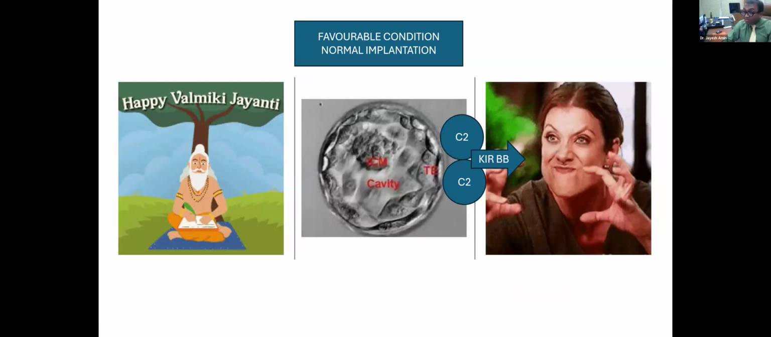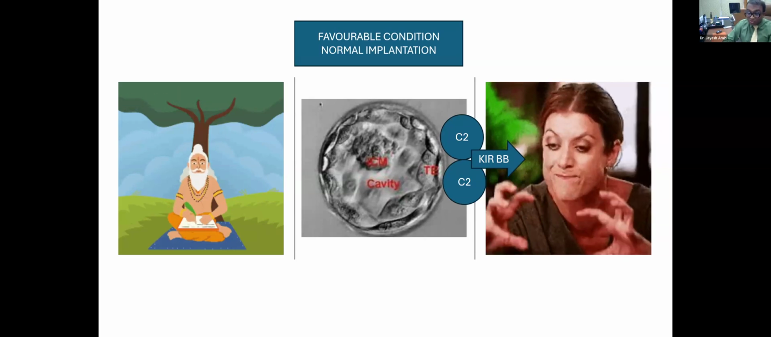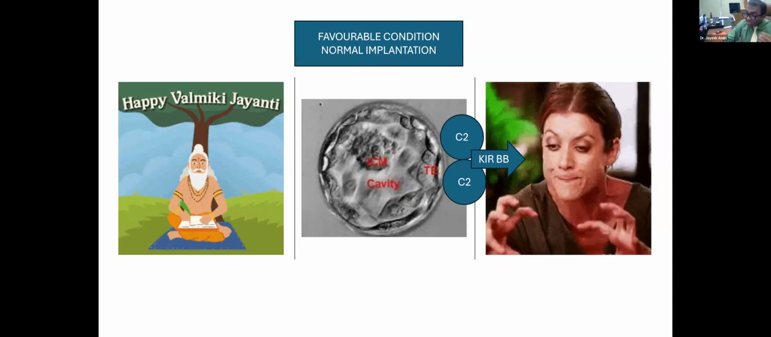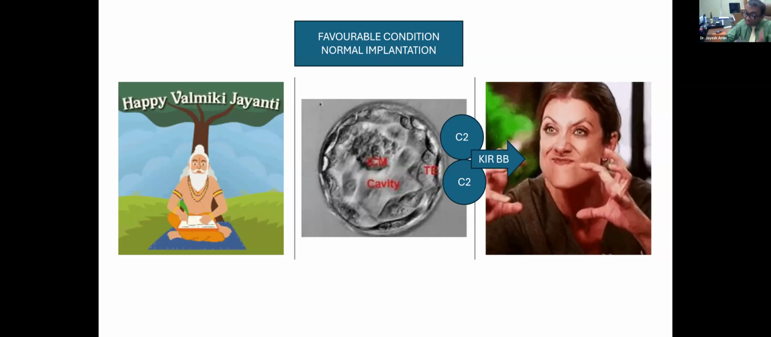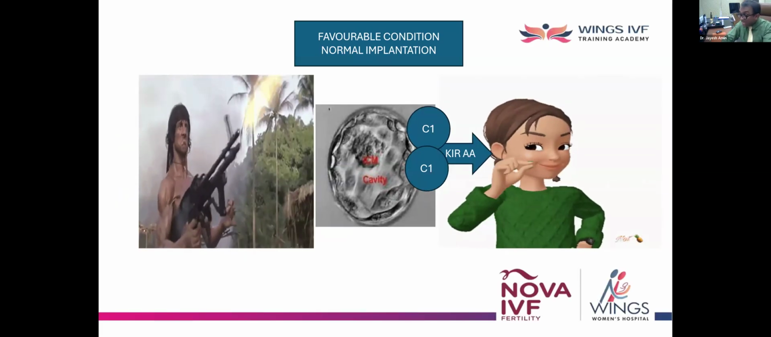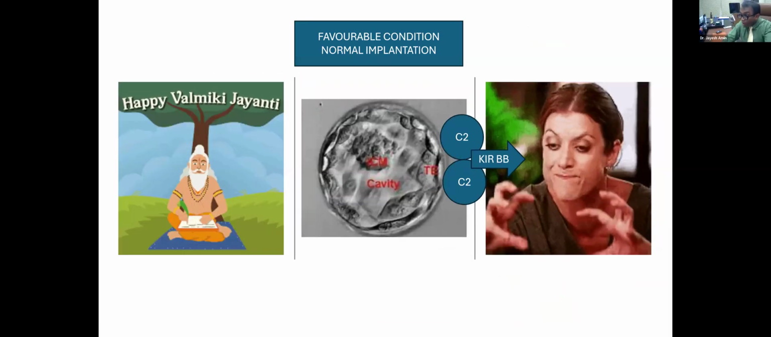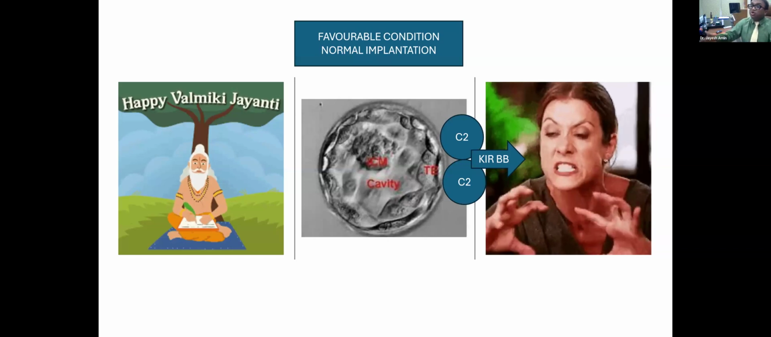Another favorable condition is if the embryo is C2, but the mother has an activating KIR system, BB, then again it is a good condition and you can transfer the C2 embryo. So these things open the pathway: if both husband and wife have HLA C1, so all embryos will be C1, then you need to see if the maternal immune system is AA, that means silencing. So this is a good combination. But if mother and father both have C2 and your embryo is C2 but mother is BB, this is a good prognosis.